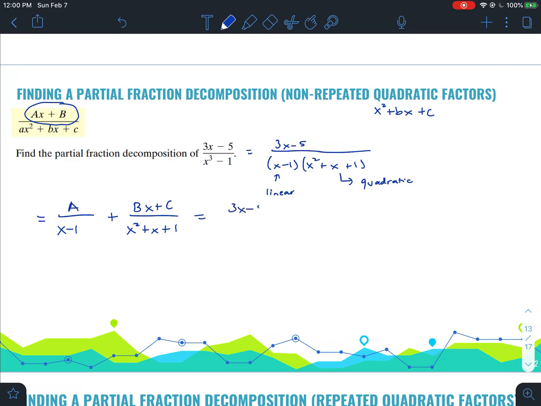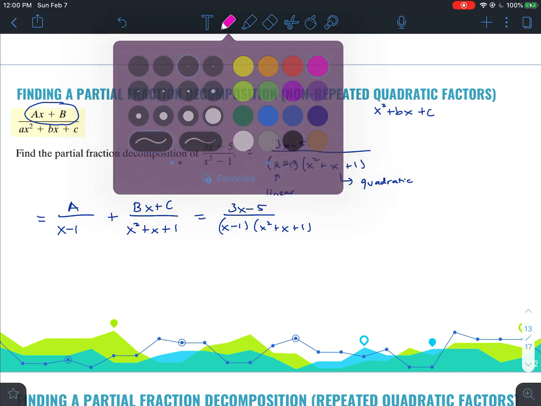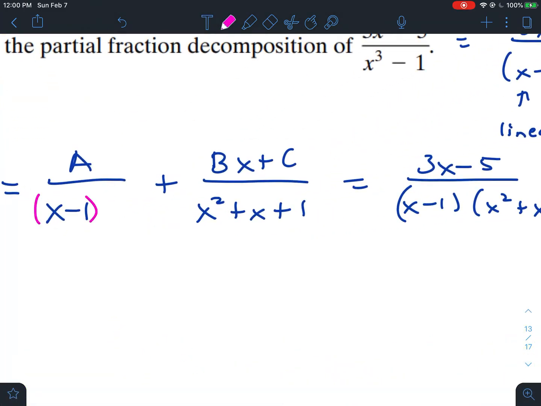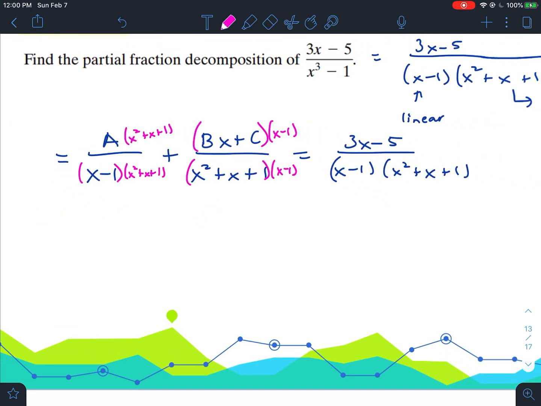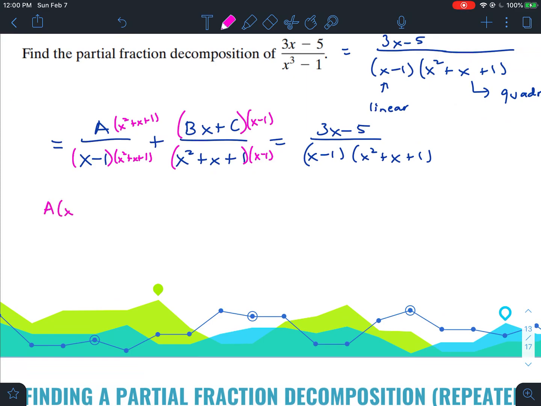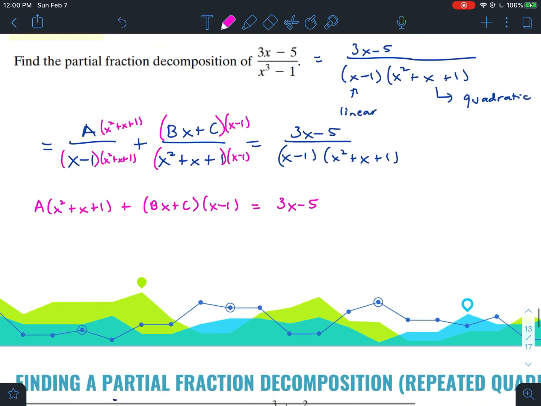All right, and this is going to equal 3x minus 5 over x minus 1 times x squared plus x plus 1. Just like we did before, the x minus 1 is missing the x squared plus x plus 1 factor, so multiply the numerator and the denominator. And then the x squared plus x plus 1 is missing the x minus 1 factor. And so now we have A times x squared plus x plus 1, plus Bx plus C times x minus 1, is going to equal 3x minus 5.